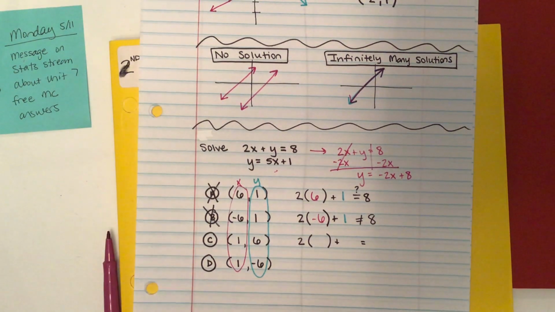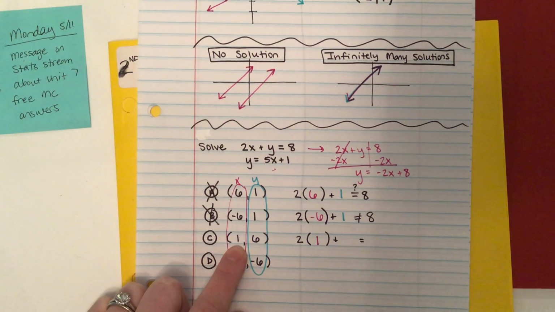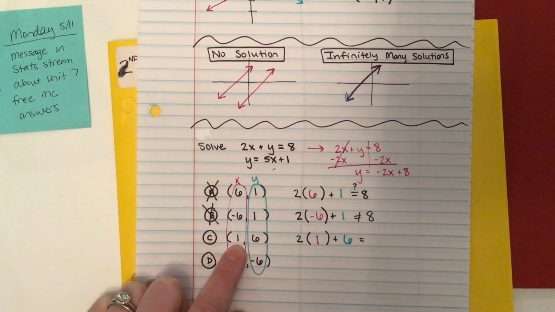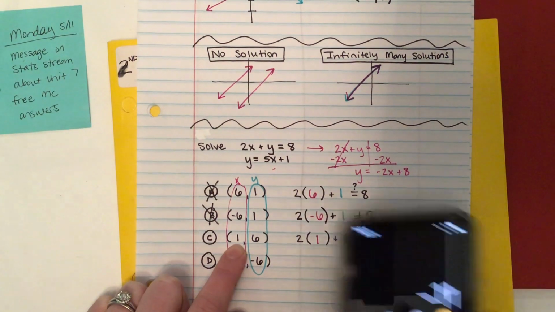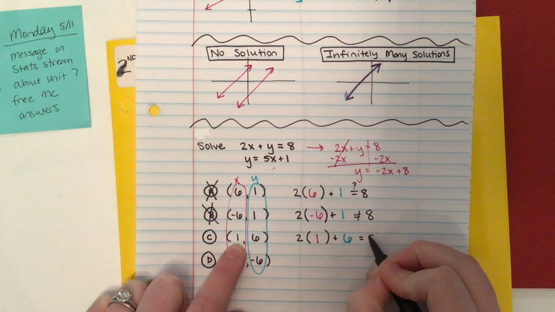So try again, 2. So plugging in, this time my x is a positive 1, and then my y is a 6. And again, it should equal 8. Let's try it. 2 times 1 plus 6. Hey, look, that's 8. Okay, so this one did work.